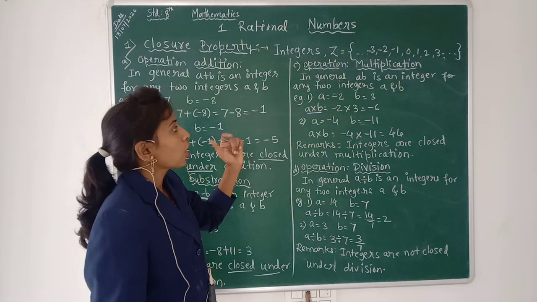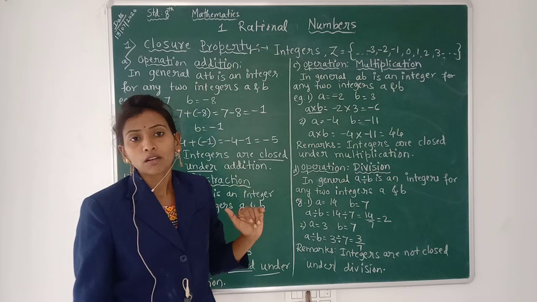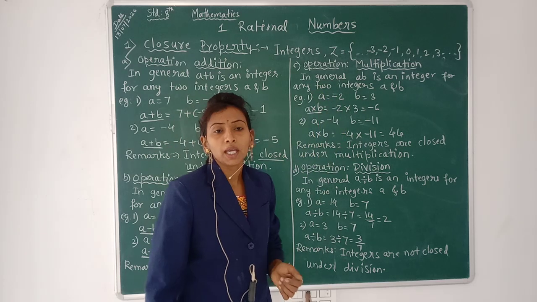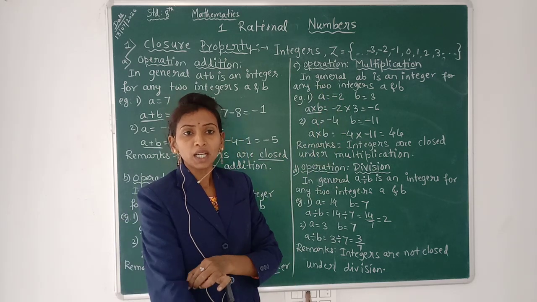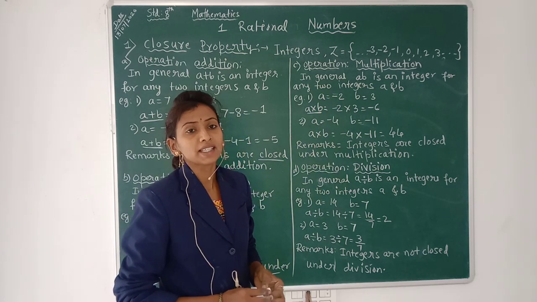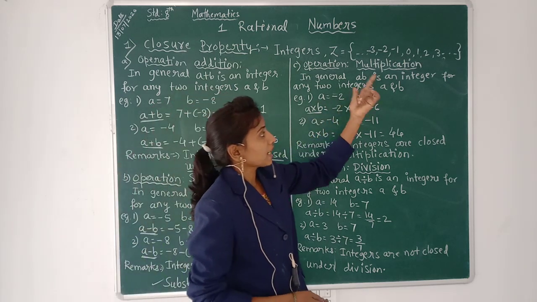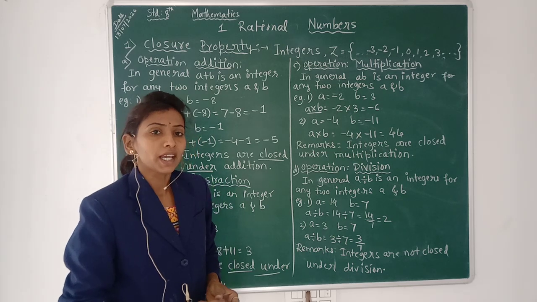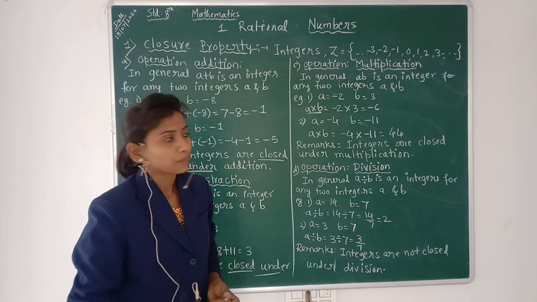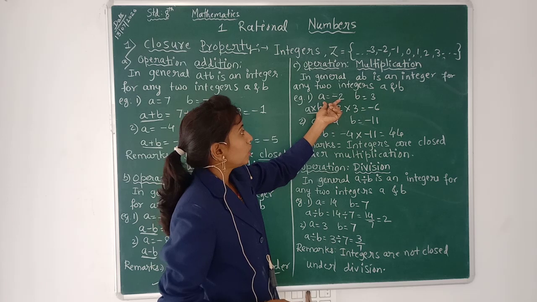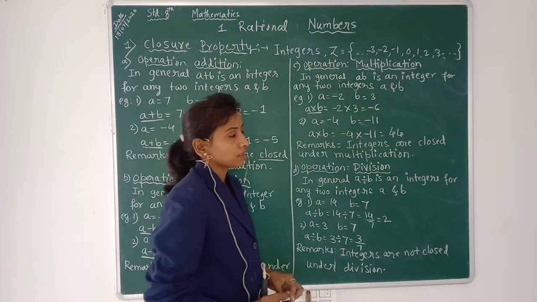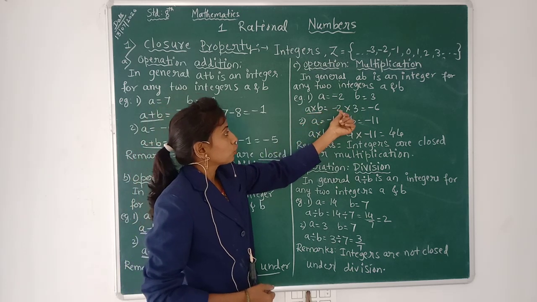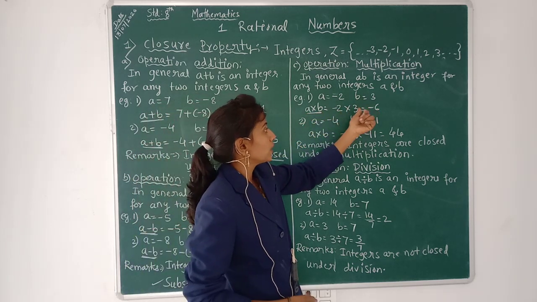We will check whether integers obey the closure property for multiplication or not. In general, AB, with a multiplication sign in between, I am writing as AB. So AB is an integer for any two integers A and B. Take any two integers and multiply. I will take A equal to minus 2 and B equal to 3, and do the multiplication A into B.